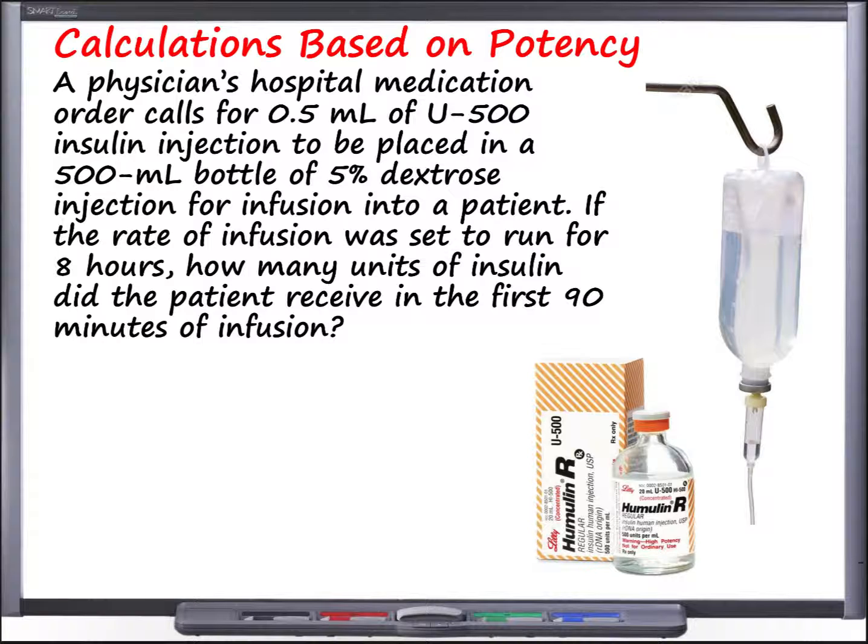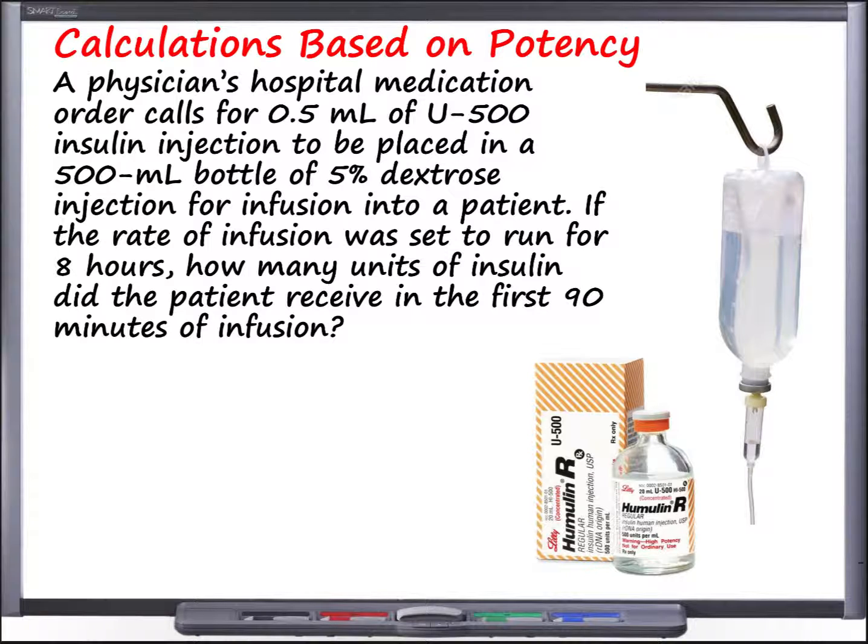Let's read the question. It says, a physician's hospital medication order calls for 0.5 milliliters of a U500 insulin injection, and I show you that picture of that bottle here, to be placed into a 500 milliliter bottle of a 5% dextrose and water injection for infusion into a patient. Okay, so just so you can see here, what we're going to do is take 0.5 mLs out of that insulin vial, and we're going to inject that into a bottle, as you can see on the far right, that already has 500 milliliters of dextrose 5% solution.